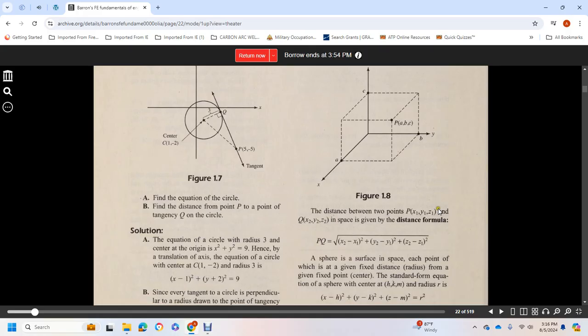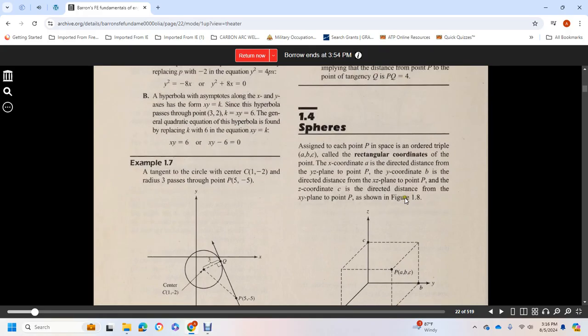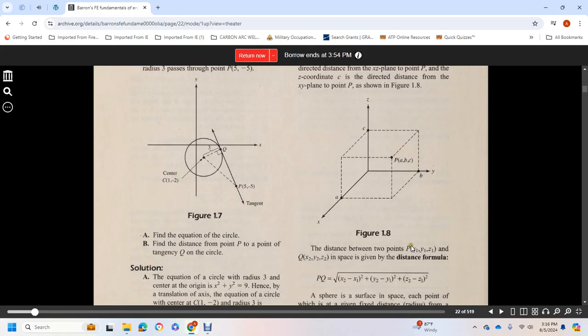The distance between two points in rectangular coordinates, P equal to x1, y1, z1 and Q equal to x2, y2, z2, is given by the distance formula. The distance between point P and point Q is equal to the square root of x2 minus x1 squared plus y2 minus y1 squared plus z2 minus z1 squared.